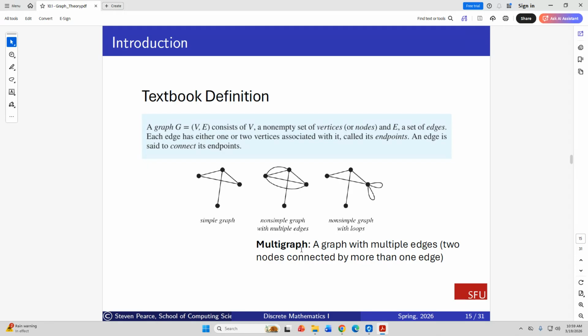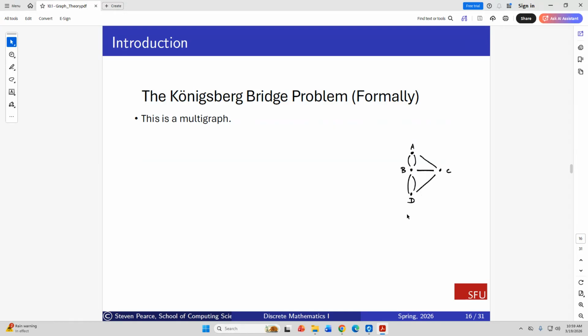That's an example. Now, a multigraph is a graph with multiple edges, two nodes connected by more than one edge. And so that's right there. Look at that, that one too. That's the one we're talking about right here. Two nodes connected by more than one edge. So right here, that's a multigraph. And of course, this is a multigraph, the one that we just discussed.